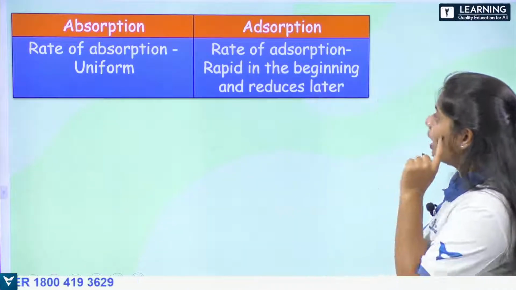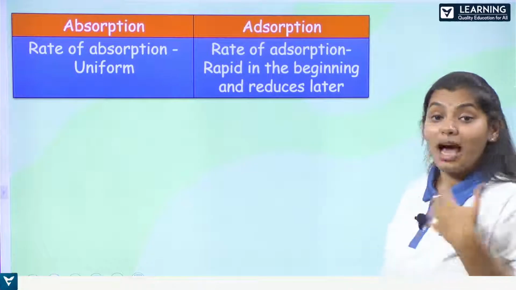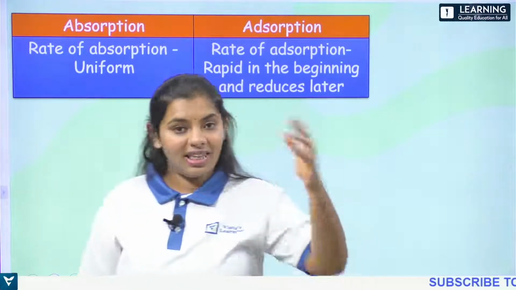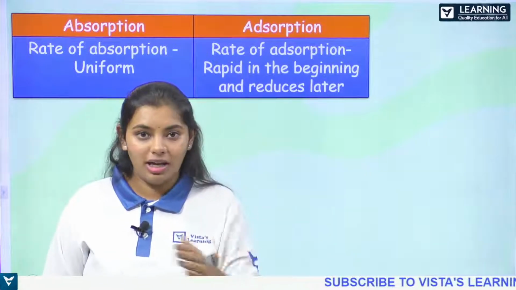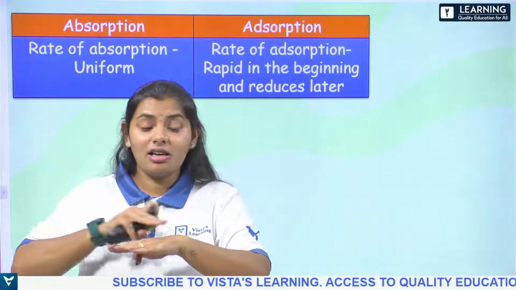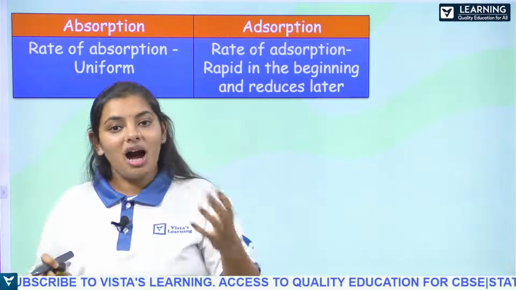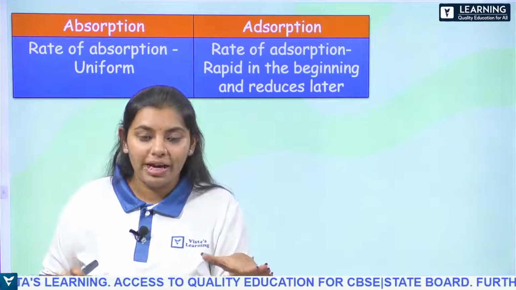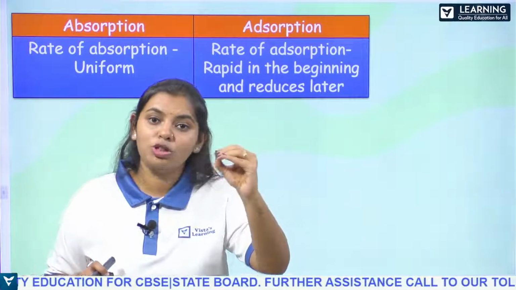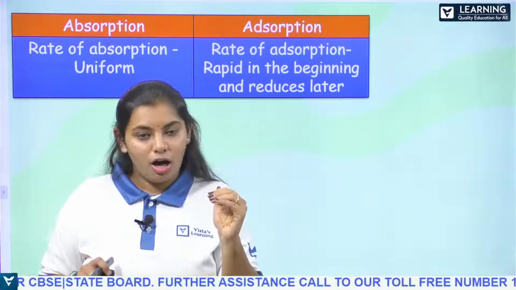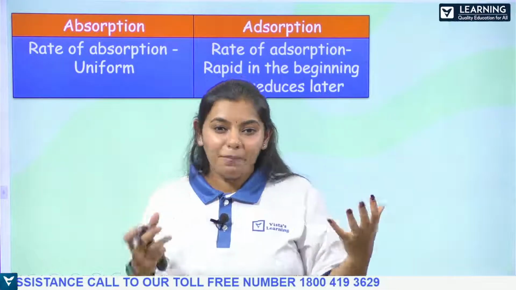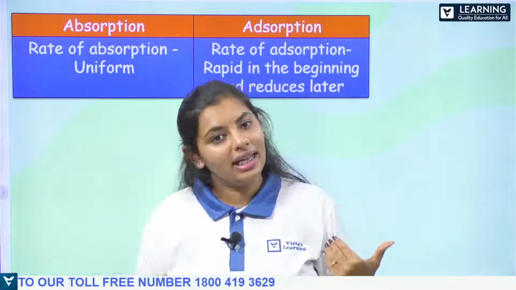But when we come to adsorption, the rate of adsorption is rapid in the beginning and reduces later. When a gas molecule is introduced into the liquid, to start with there will be a lot of gas molecules which come and accumulate on the surface. But after that, since the surface area is reduced, the surface phenomenon also reduces, and the adsorption will be reducing slowly. That is why this adsorption process is really rapid in the starting, but it gradually decreases later.